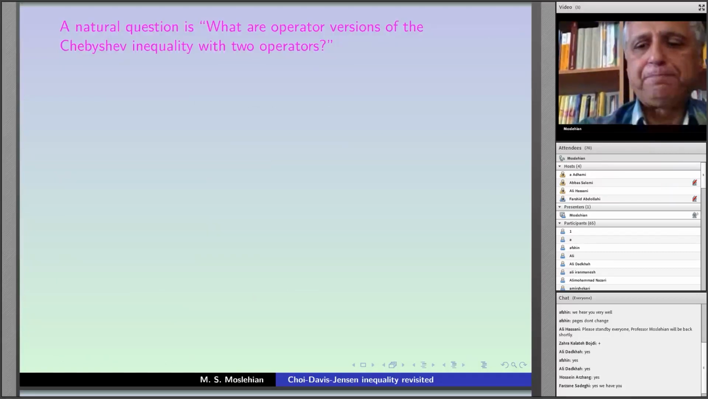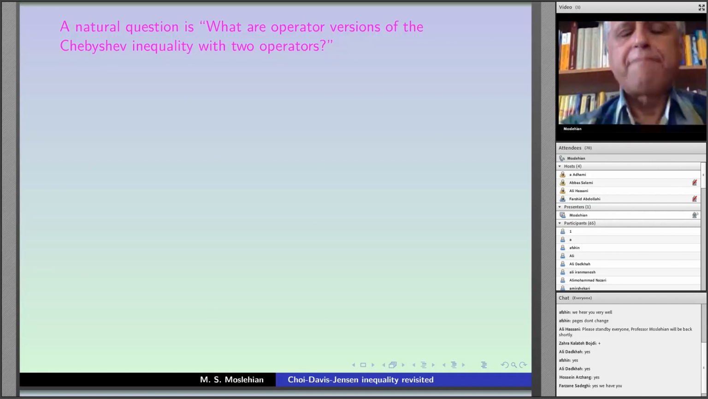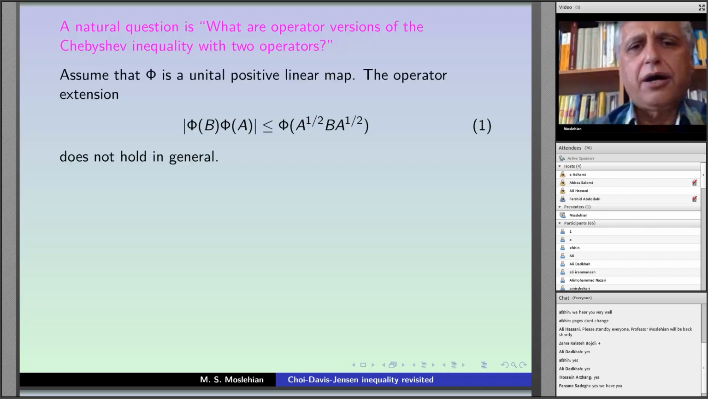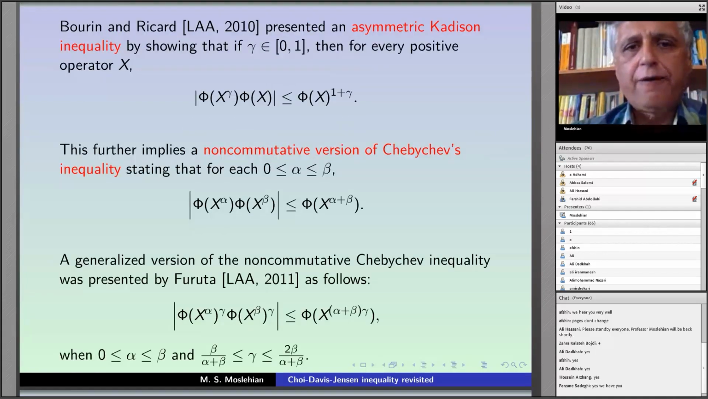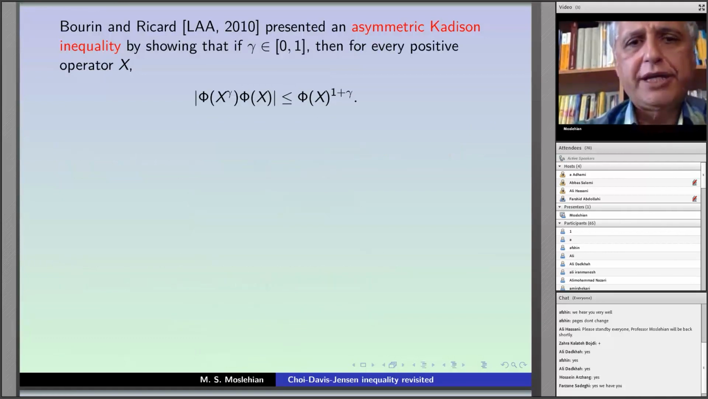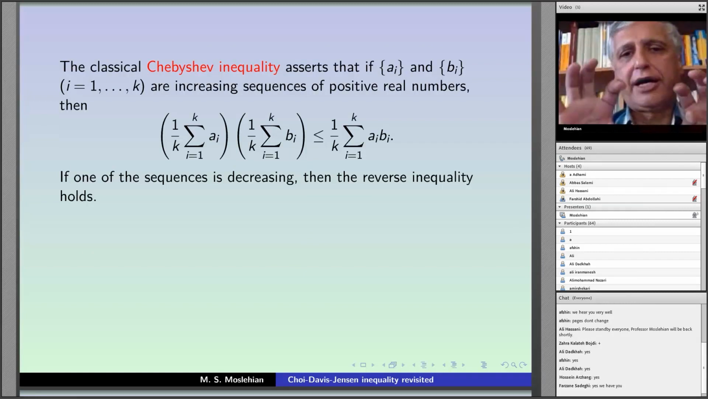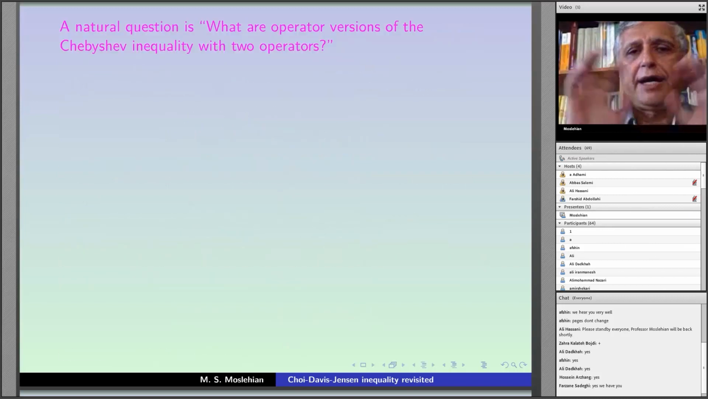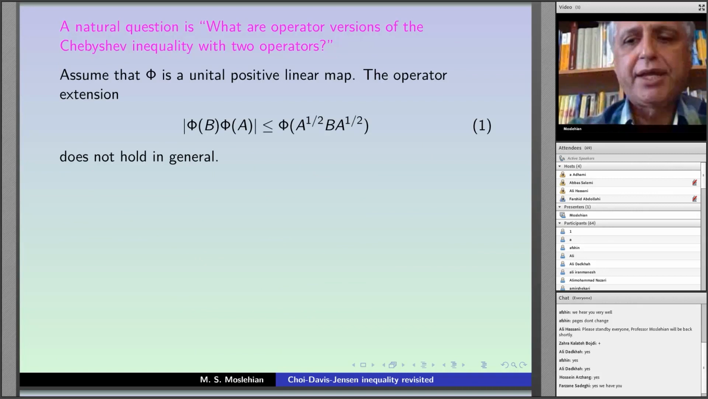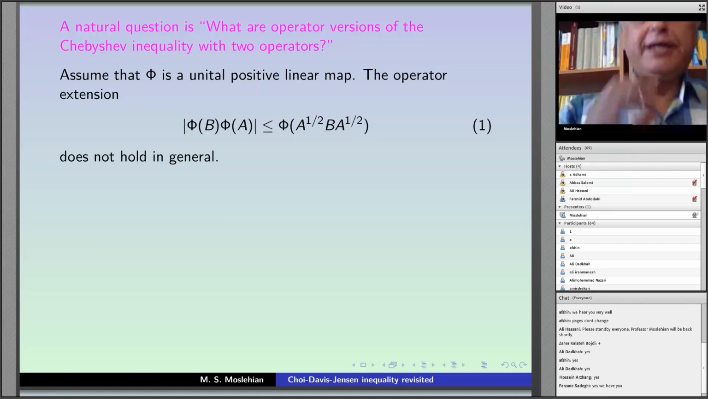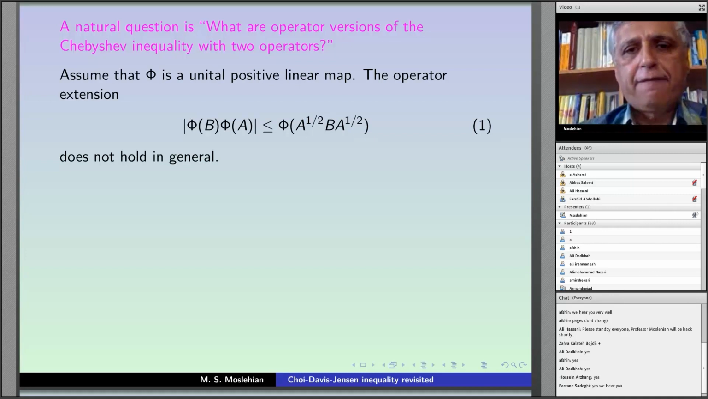A natural question is, what are operator versions of the Chebyshev inequality with two operators? Please have a look here. Here we are dealing with an operator x, while in the Chebyshev inequality we have two sequences, a_i, b_i. So we would like to have an inequality including two operators A and B. One version we may guess is suitable is this inequality 1, but unfortunately this inequality does not hold in general.